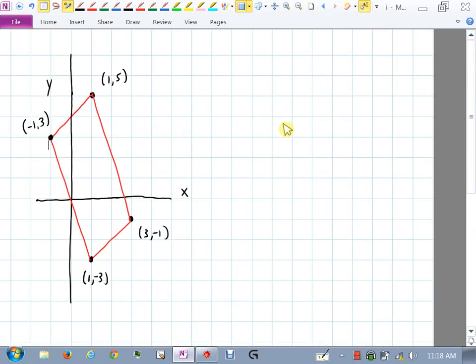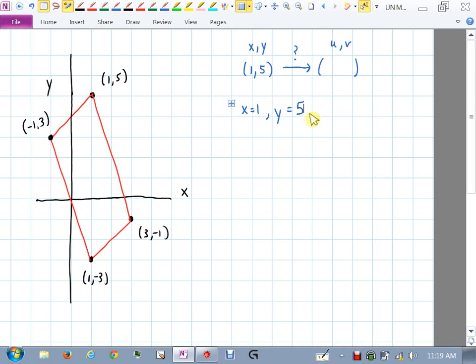Using that idea, what I'd like to do right now is focus on the point (1, 5). I'd like to ask you, where does that go in the UV plane? Remember, this (1, 5) is in the XY plane. When I transform it, where does it go in the UV plane? So all I need to look at is, what happens when X is 1 and Y is 5? What's the information we know about U and V?